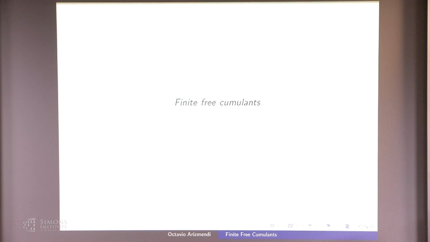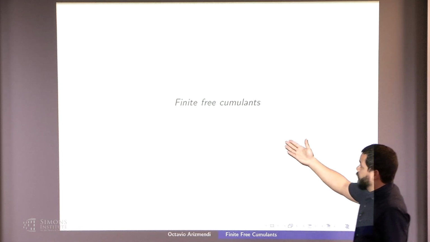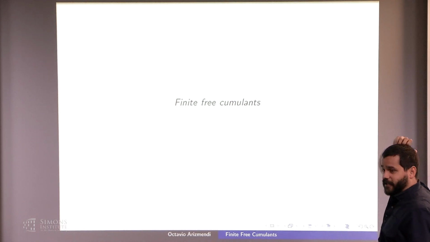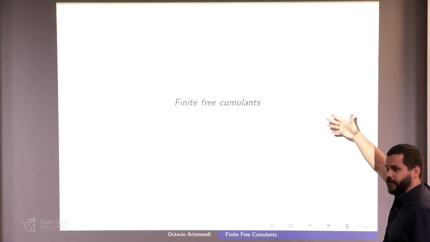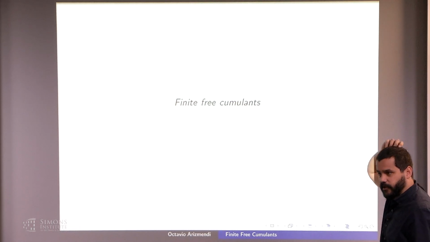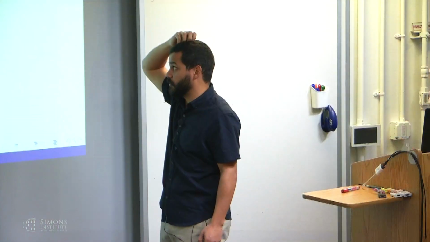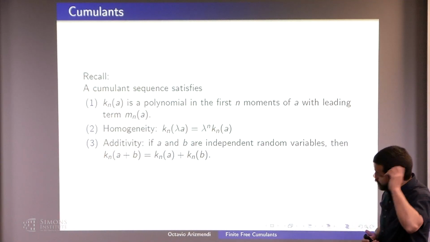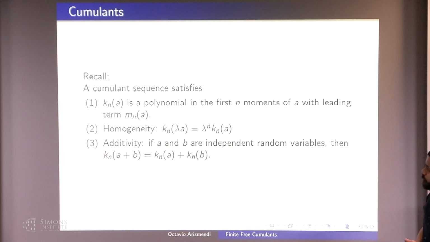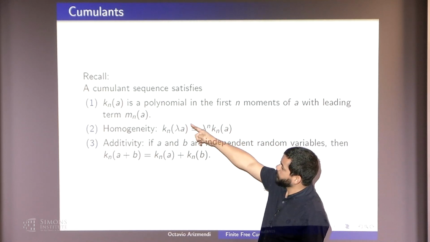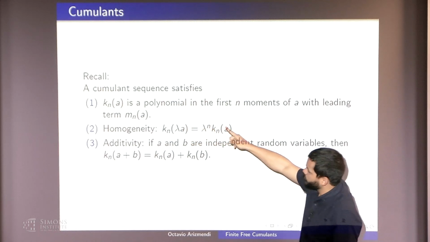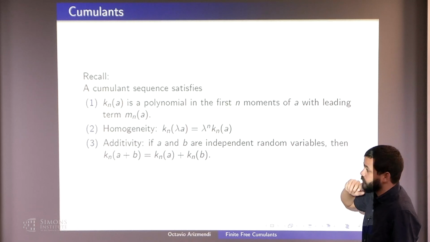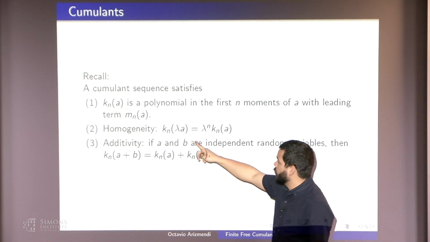Since I come from this finite free cumulant approach, the first question I ask myself is: are there cumulants for this finite free convolution? The properties that I mentioned before can be easily rephrased. The first one is that the cumulants should be polynomial in the first moments. Second is homogeneity.